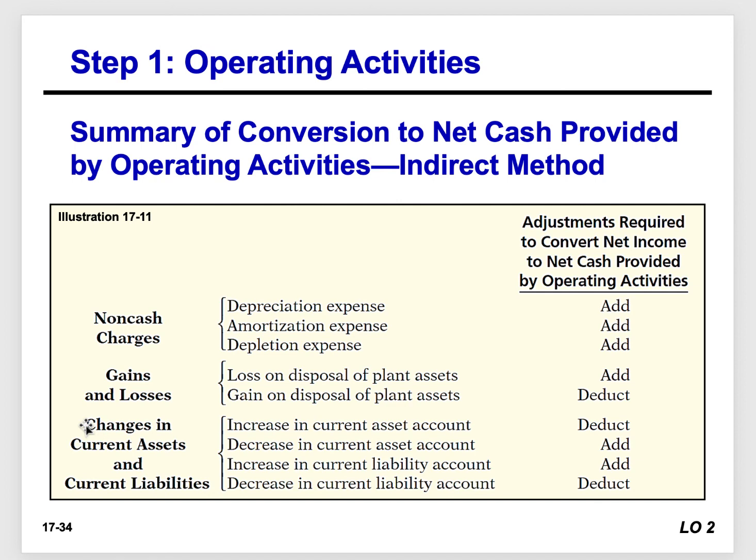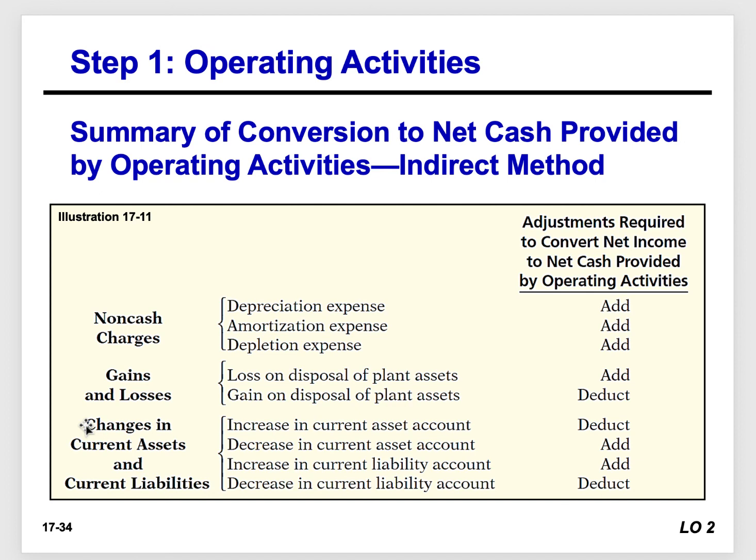The changes in current assets and current liabilities. Well, if we have an increase in a current asset, we have to deduct or subtract it. If we have a decrease in a current asset, we add it. Looking at the current liabilities, if we have an increase in the current liability, we add that change. And if we have a decrease in current liabilities, we subtract it. Okay? If I were you, I'd put this on a note card and I would memorize it. Okay? That's the key to putting together the statement of cash flow, is knowing what do I have to do.